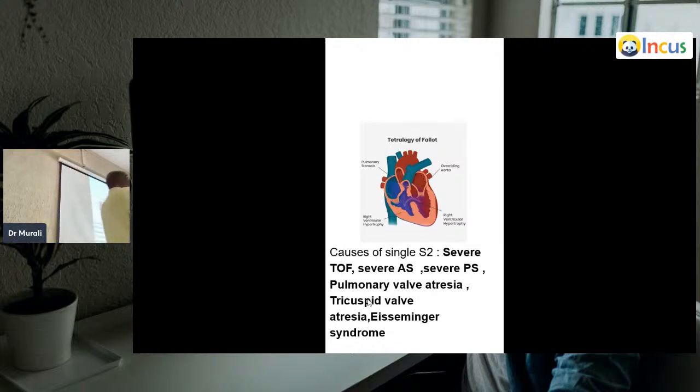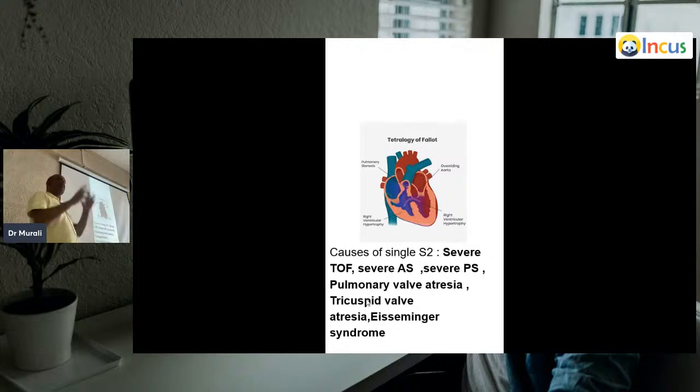Alright? Then tricuspid atresia. If there is tricuspid atresia, what will happen? How will a person survive? The right atrial blood cannot go into the right ventricle simply like that. The ASD should be kept open.